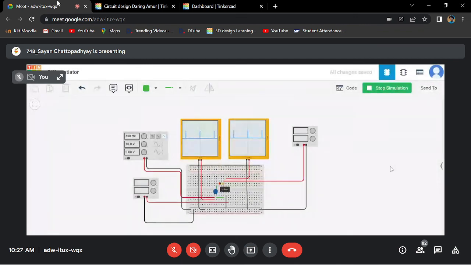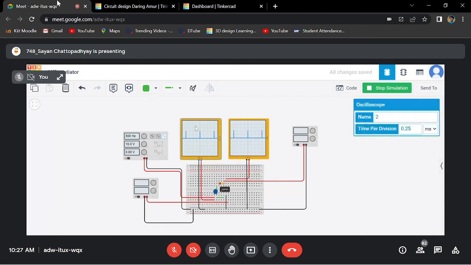You have to adjust the time period. I don't need to repeat that every time. Have you changed it? What is the time period on the oscilloscope? It should be 0.25. Sir, 0.25. Nothing is showing up.